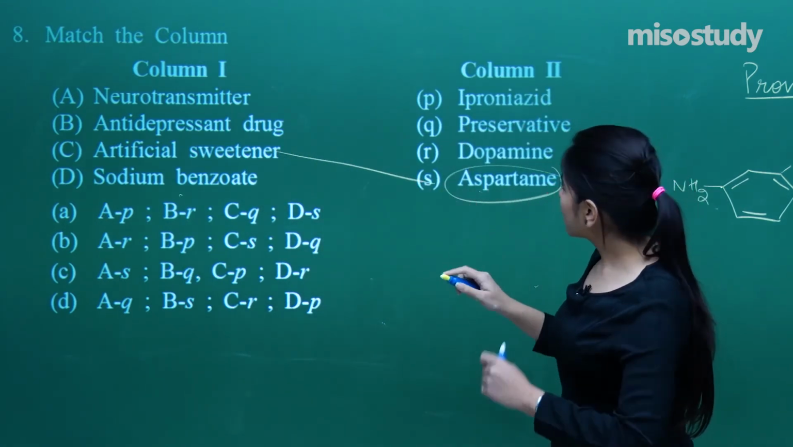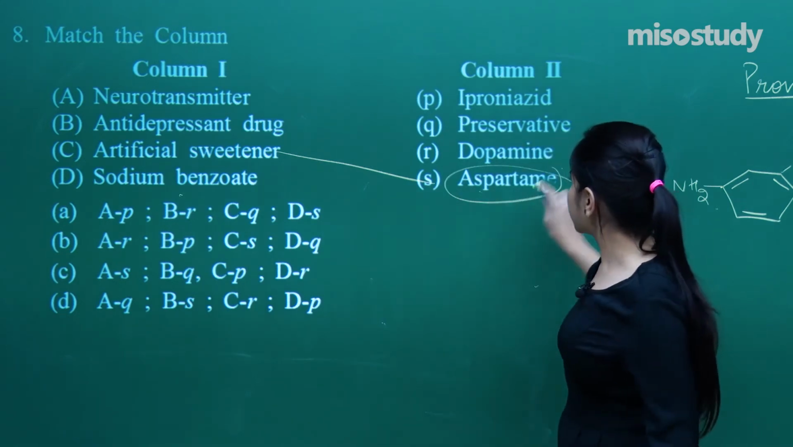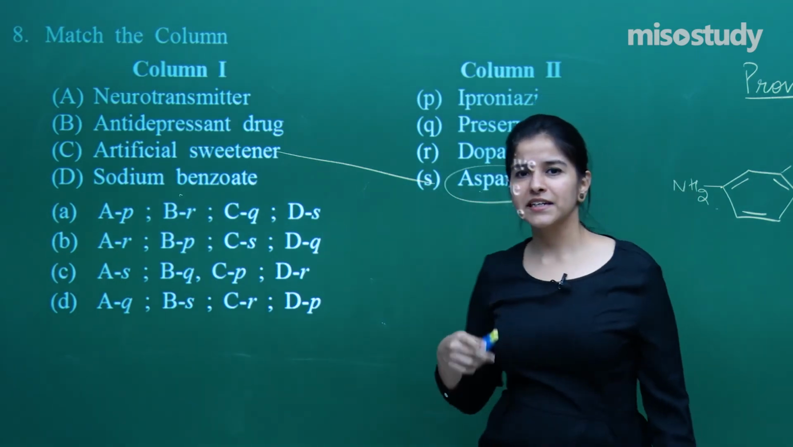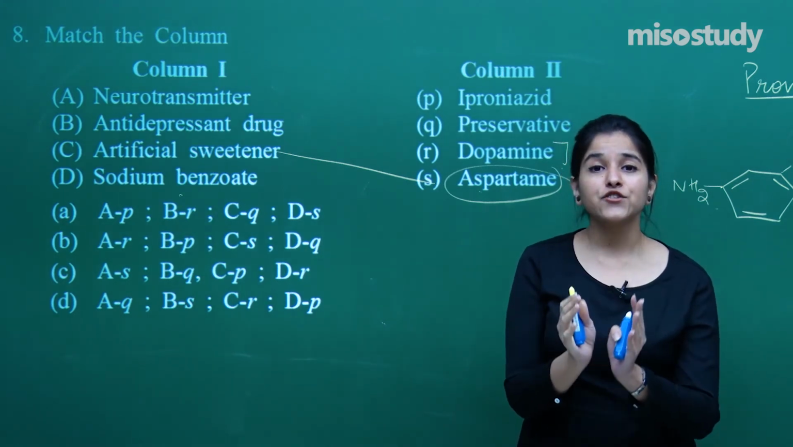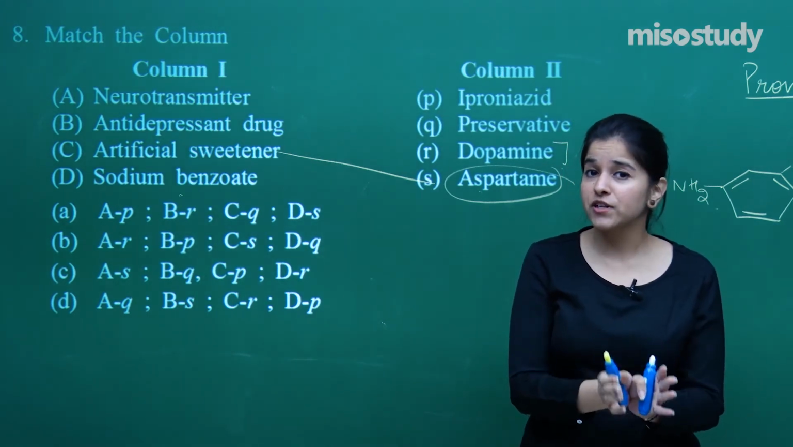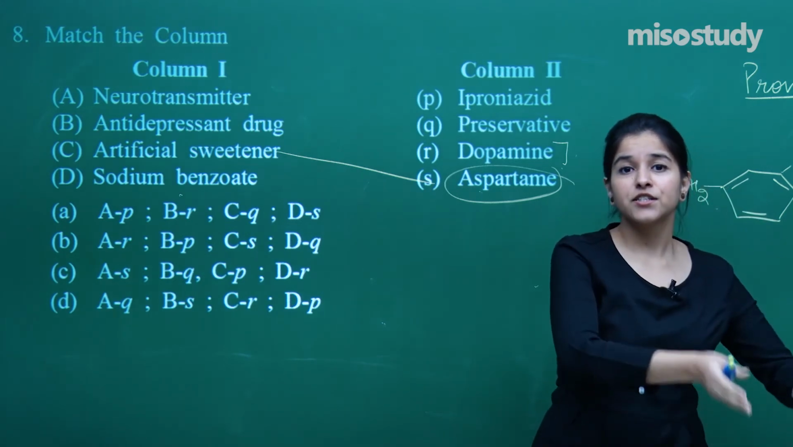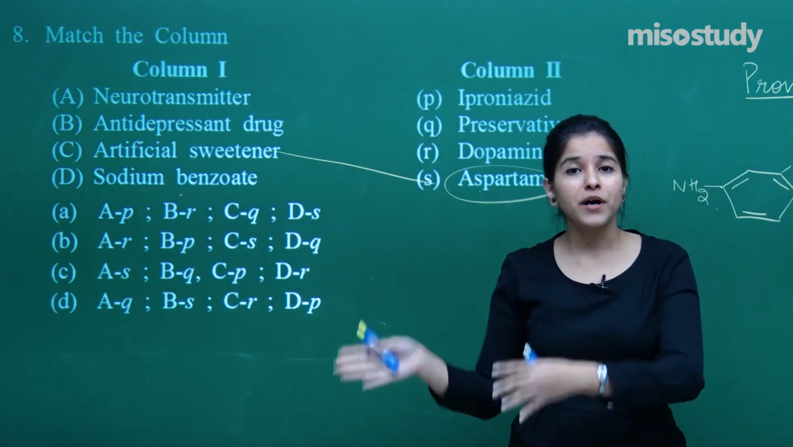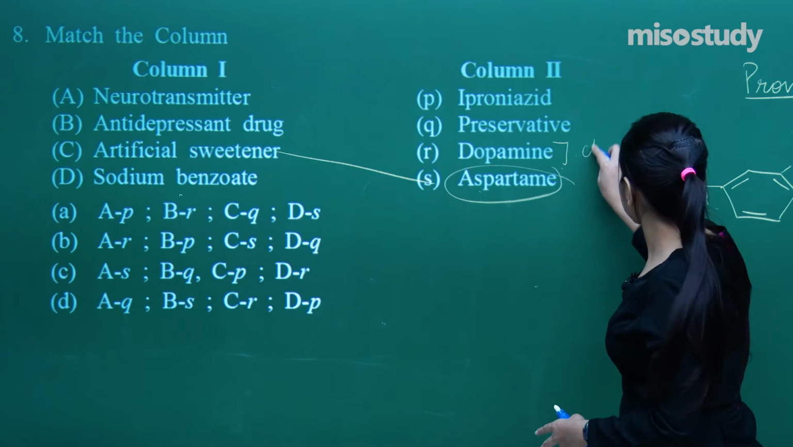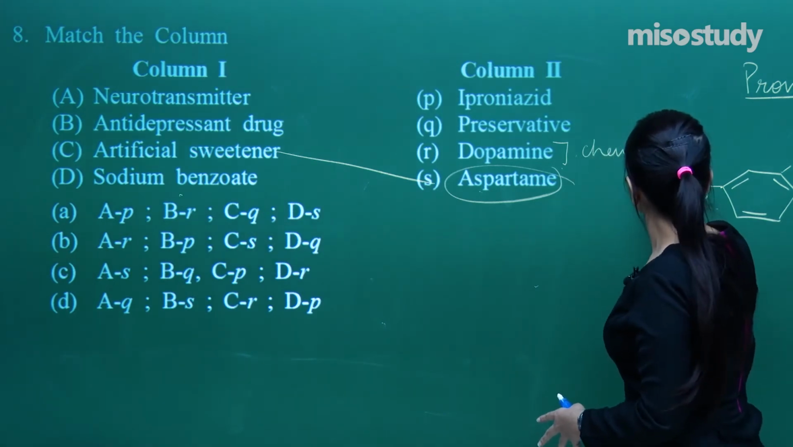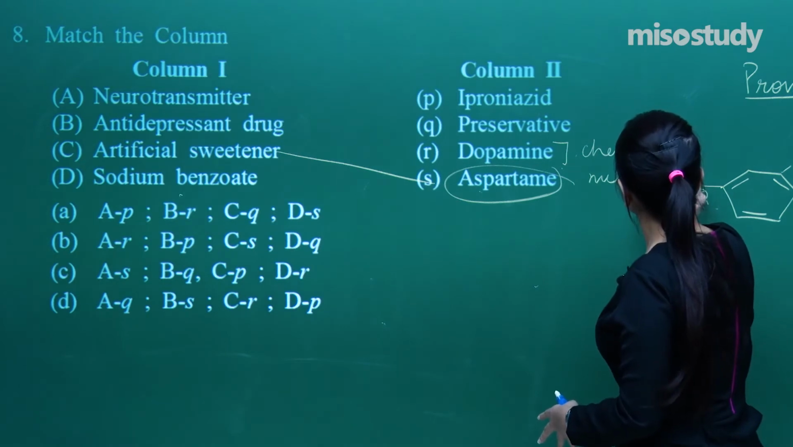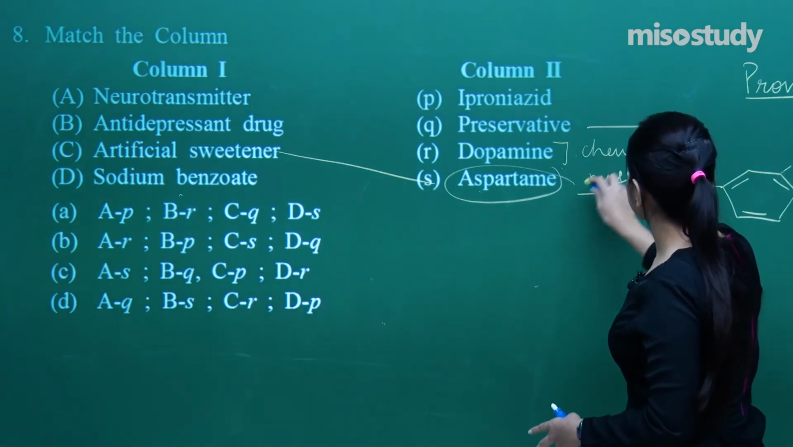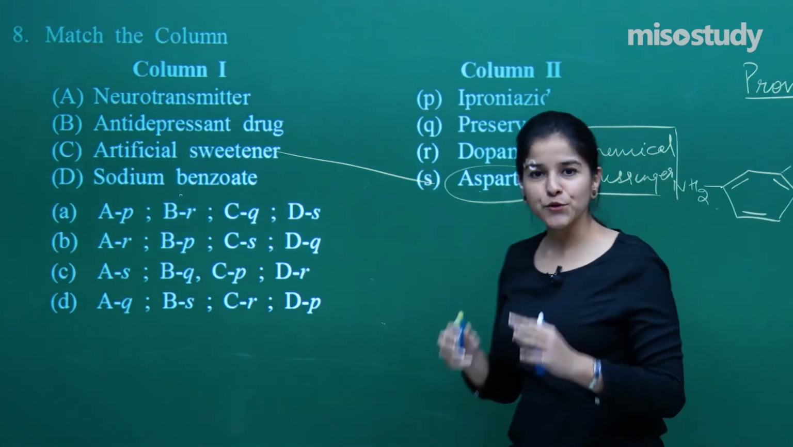Now if I go on to dopamine, what is dopamine? It is a kind of chemical messenger, a kind of hormone which transmits the signals from the nerves to our receptors. So it's a chemical messenger, and what is the other name for these kinds of chemical messengers? Neurotransmitter.